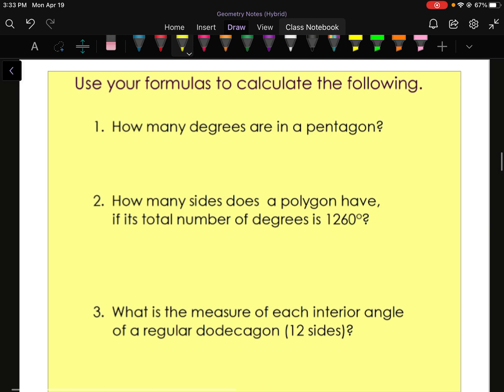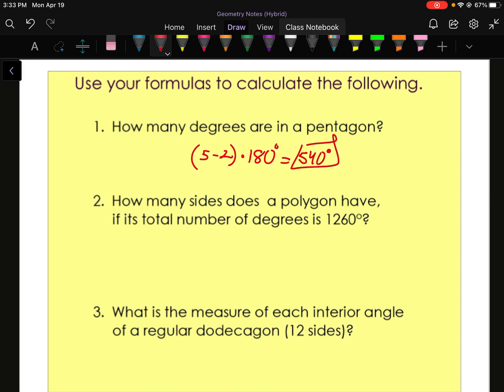So how could you use these formulas? Well, you can calculate how many degrees are in a pentagon. So for example, how many degrees are in a pentagon? Well, we're going to take the number of sides in a pentagon, which is 5, minus 2, times 180 degrees, and we would get 540 degrees like we had in the table filled above.